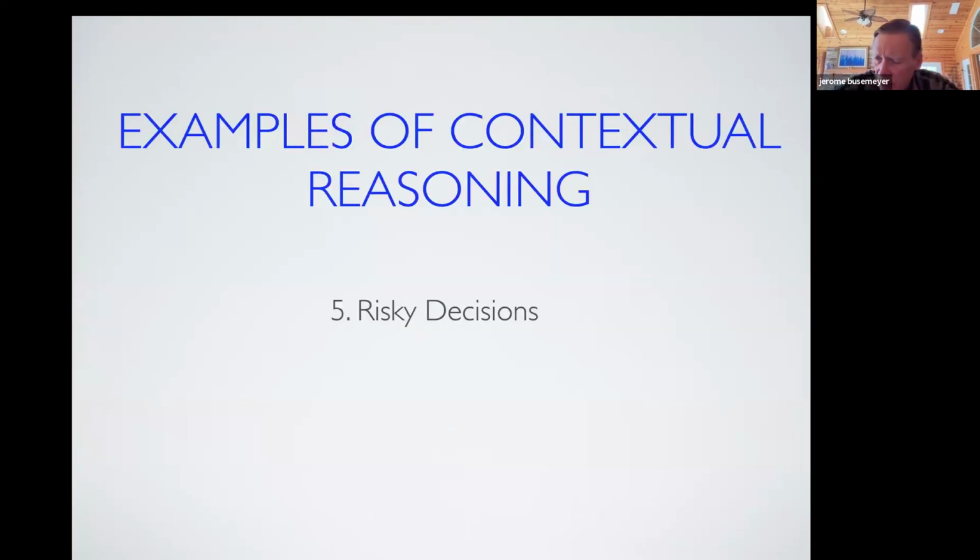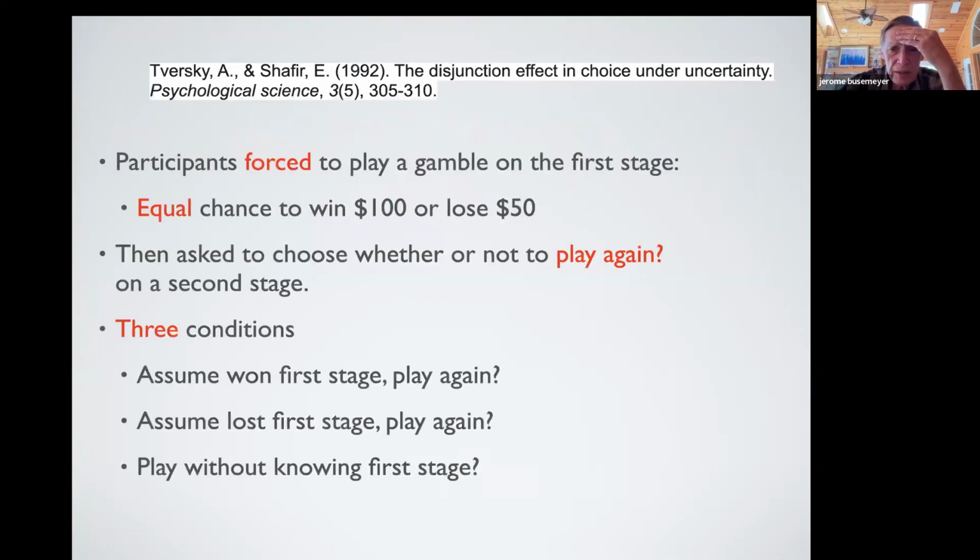So this would be the last example. This is an example from risky decision making. This is just to show you that this kind of contextual reasoning is really very common and broad, ubiquitous. So this is with risky decisions. This is a study by Tversky and Shafir, published in 1992. It's quite a while ago, but it's been replicated a couple of times.